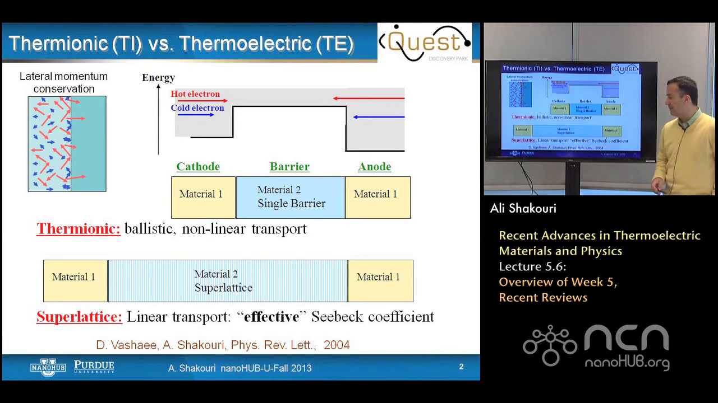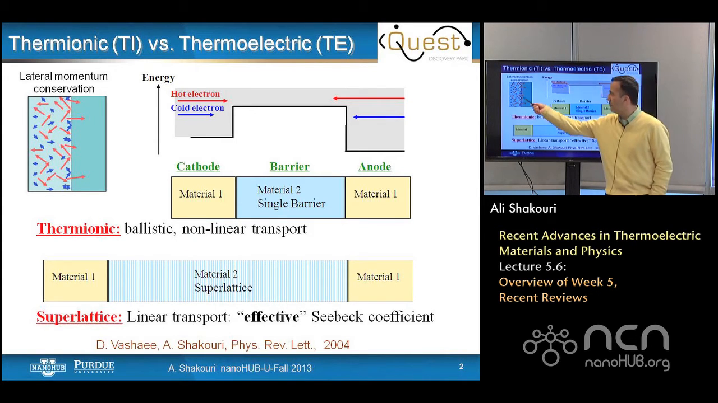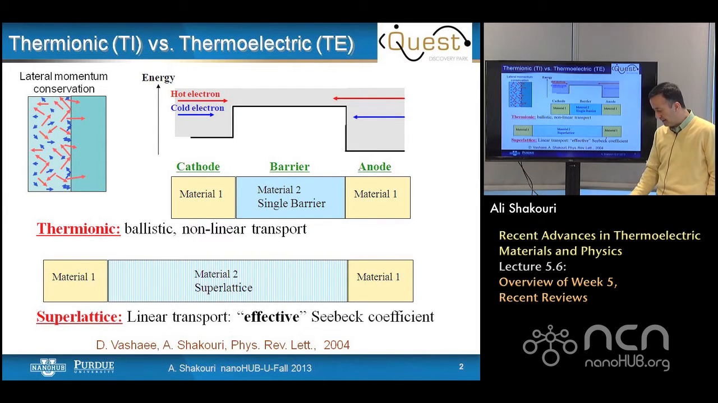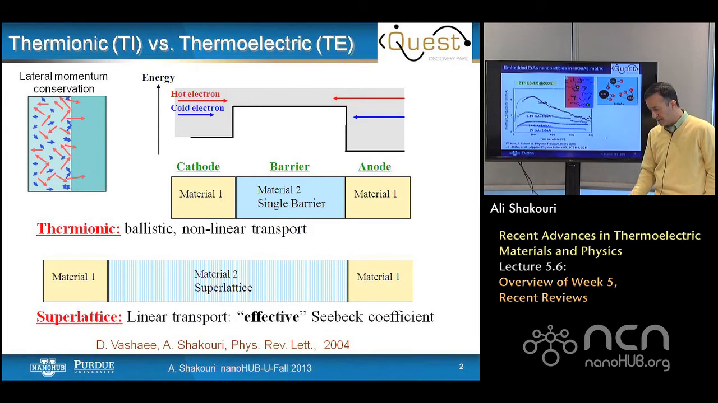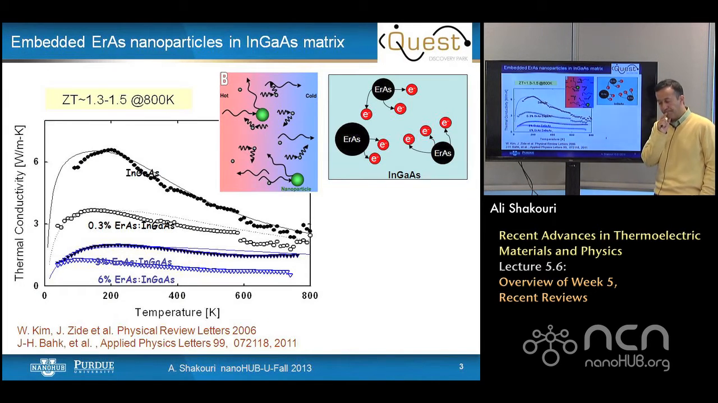One thing we also noted is that pictures in energy space are really incomplete. To understand what happens to the electron, you need to look at momentum space, so things like lateral momentum conservation come in. And that has an important impact on the device efficiency.